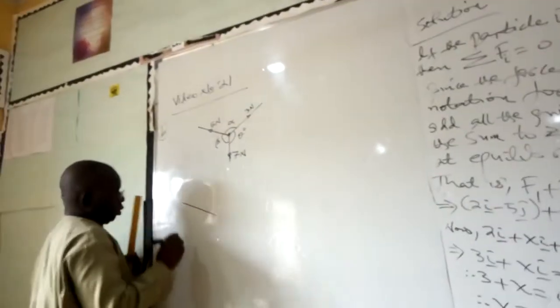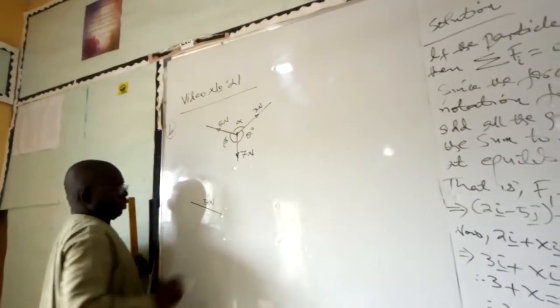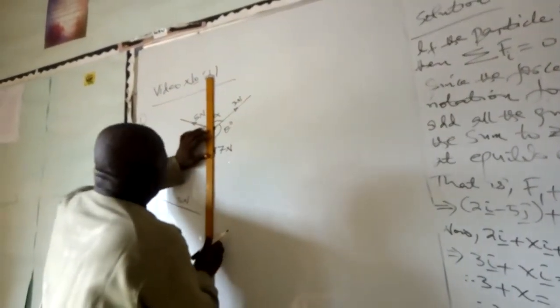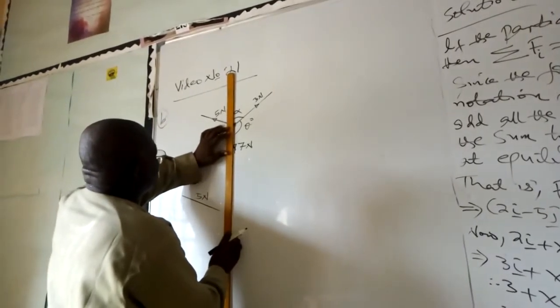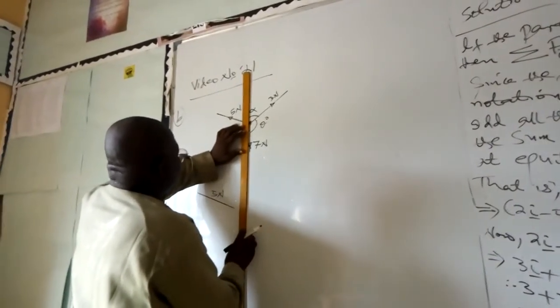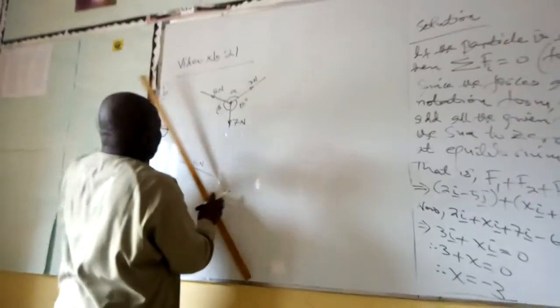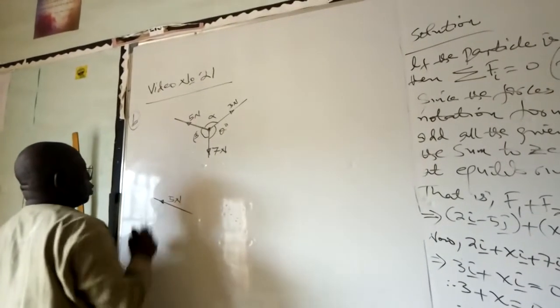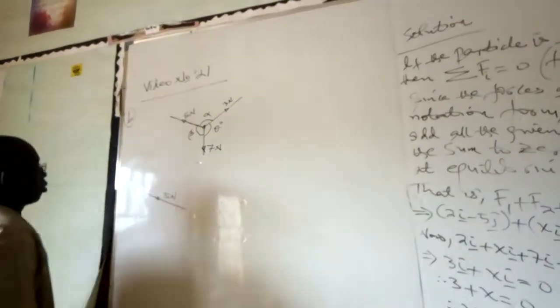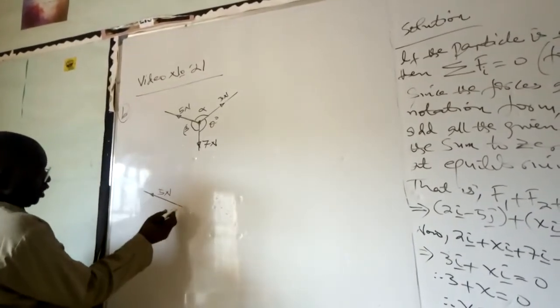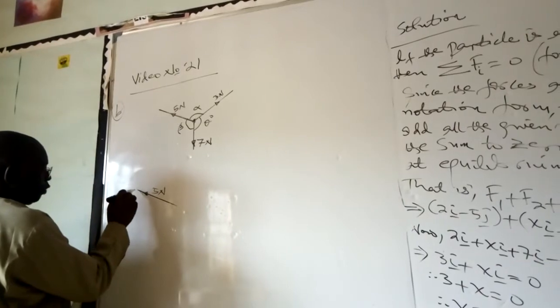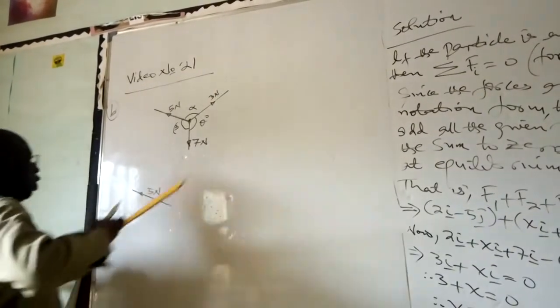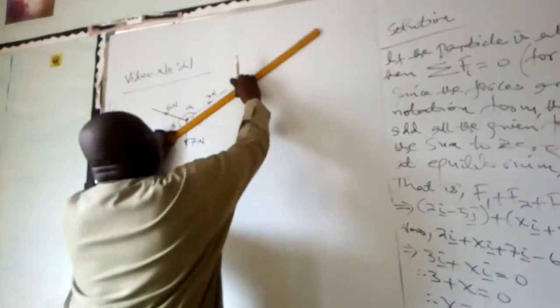So, this is that 5 Newton force. Then this one that is vertically downward, I draw it. Now, this one is going this way, so I show the arrow first. From the head of this first vector that I have drawn, I draw the second.